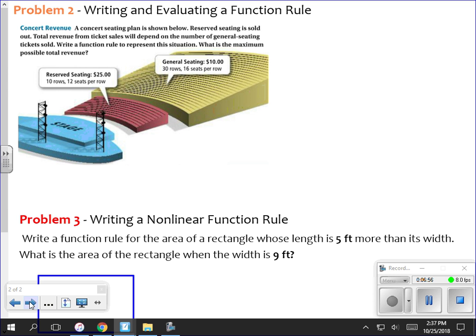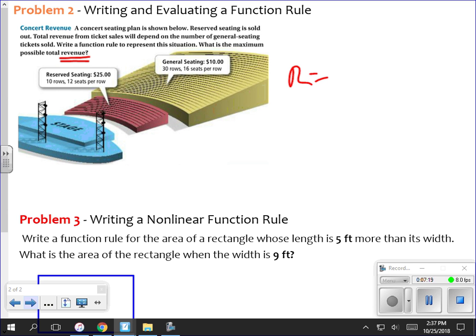Write a function rule to represent the situation. What is the maximum possible revenue? Revenue is what I'm looking for. How much money am I bringing in? Revenue is how much money you're bringing in. Basic economics. So the revenue is, okay. Now I have two types of seats.